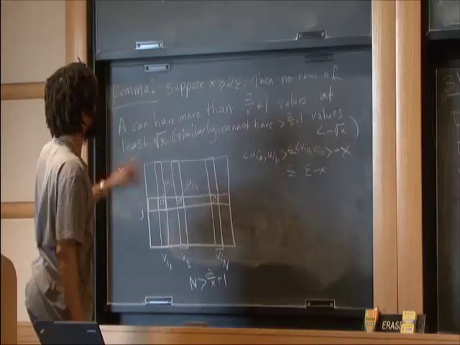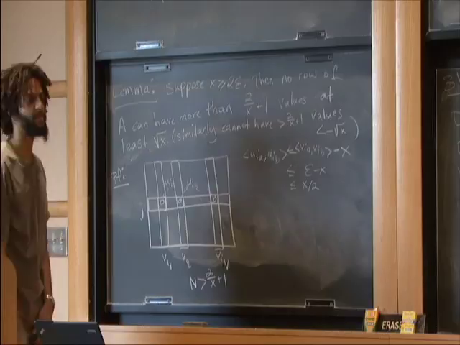And x is at least 2 epsilon. So this is at most x over 2. Right? So now let's look at the following vector.